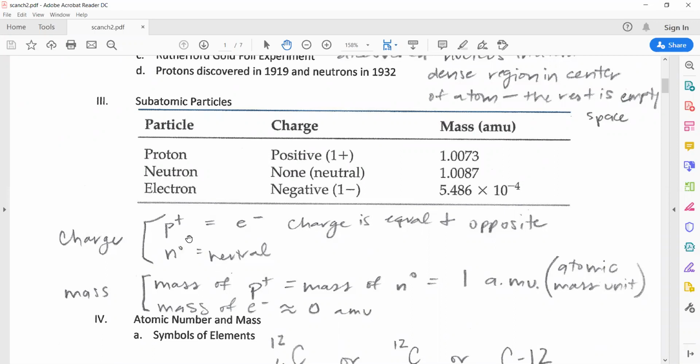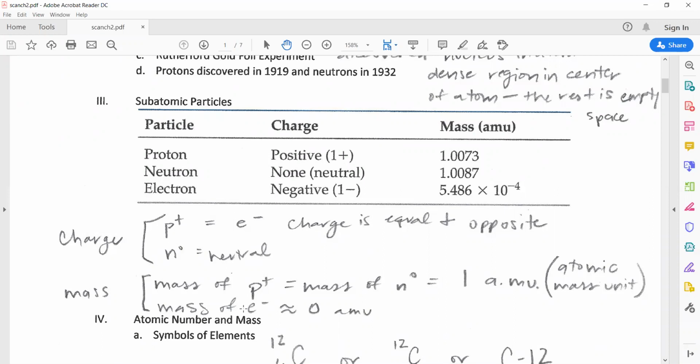So what we want to know is that the charge of a proton cancels out the charge of an electron. So if an atom is neutral, these 2 particles will be equal. 10 protons means you also have 10 electrons. The mass is only dependent on protons and neutrons. So the electrons, we just say their mass is negligible.